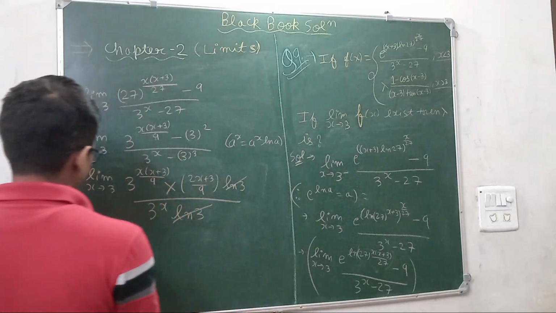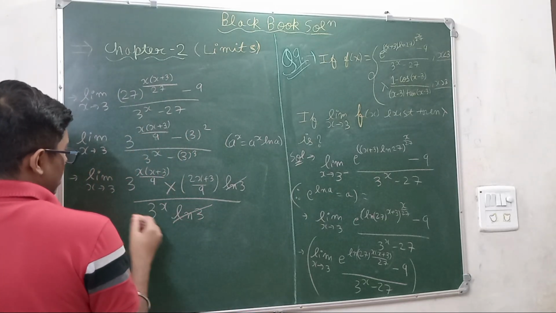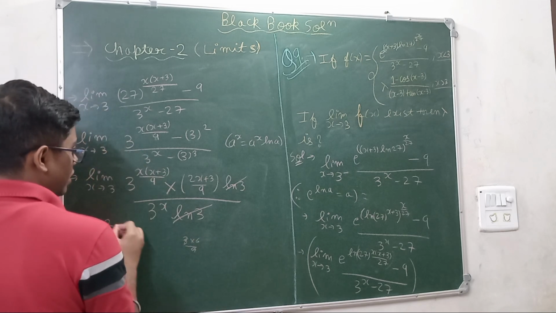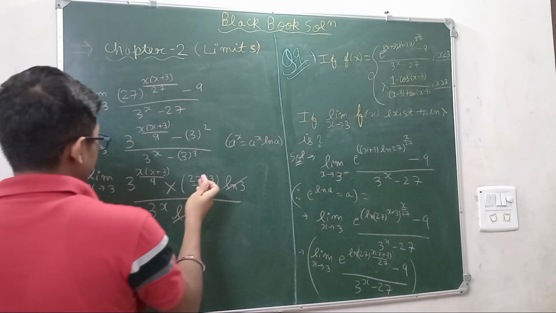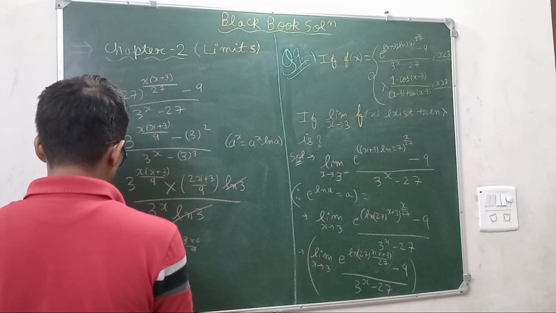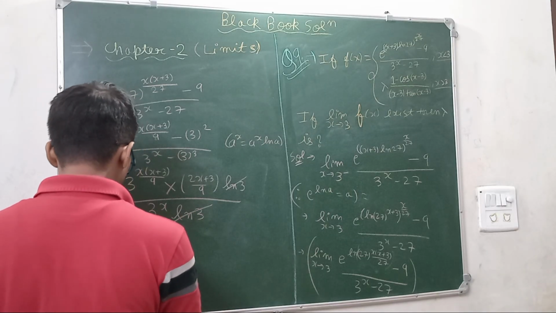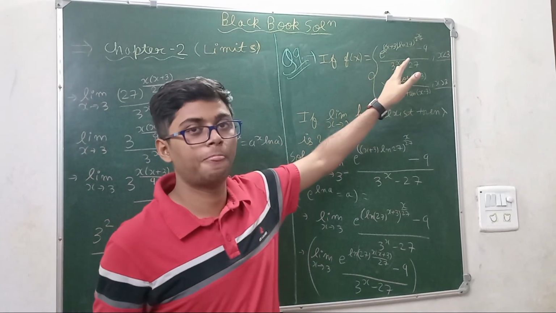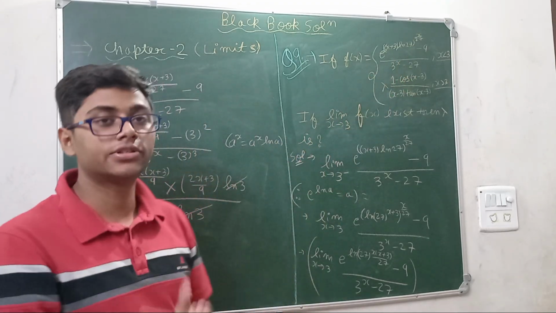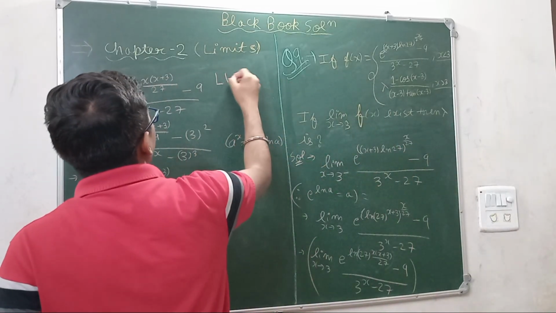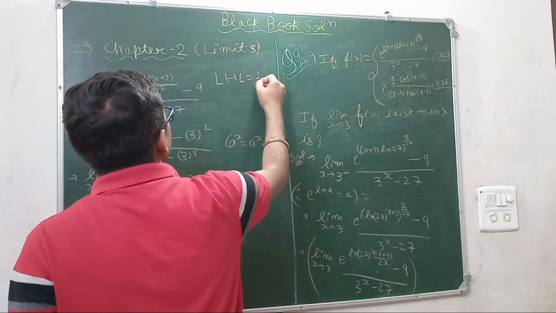Simply put the value as 3, so you get 3 and 3 into 6 by 9, 3 to the 3 square into 3 to the 6, 7, 8, 9. This will be 1 upon 3 cube, which means this will be 1 by 3. So the value of this limit is 1 by 3, which means the LHS is coming out to be 1 by 3. You can write it here, the left hand limit is coming 1 by 3.